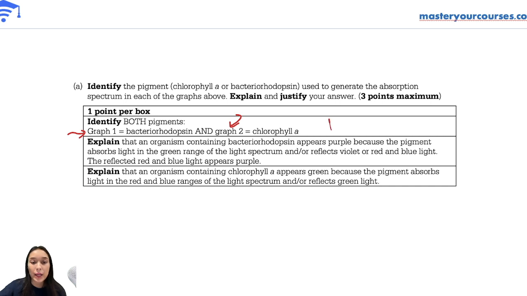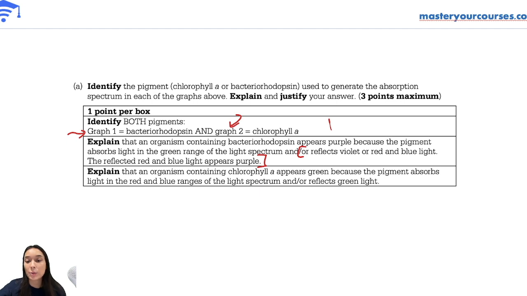We had to explain that an organism containing Bacteriorhodopsin appears purple because the pigment absorbs light in the green range in the light spectrum, so you could have said either. Like I said, you can either say it absorbs green light or that it reflects purple light, something like that. You could use either one, they indicate the same thing. We more so focused on the reflecting, so we said this part, and you could have gotten the full mark for that as well.